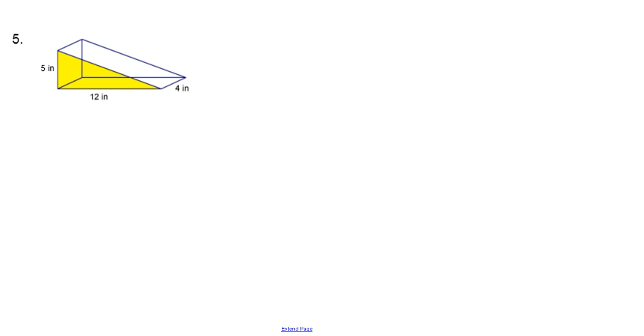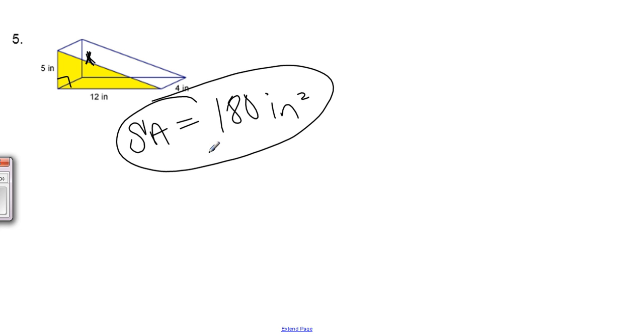Okay, so I'd like for you to try number 5 on your own. In order to find the area of the base and even the perimeter of the base, you're going to have to find the hypotenuse of this right triangle. See if you get what I get. So your total surface area should be 180 square inches. Okay, so I'd like for you to move on to video number 2.